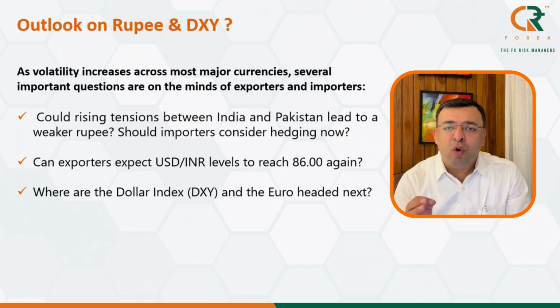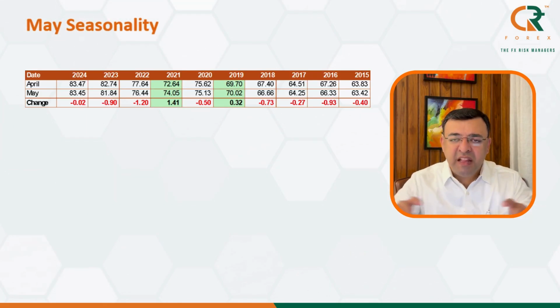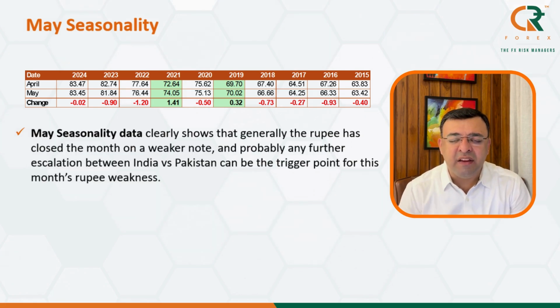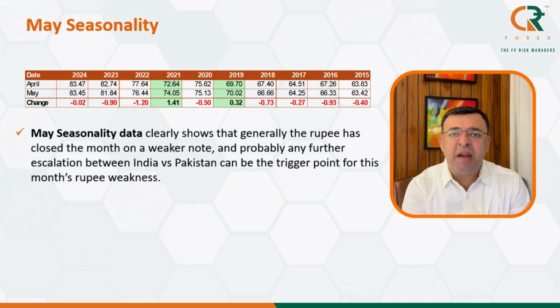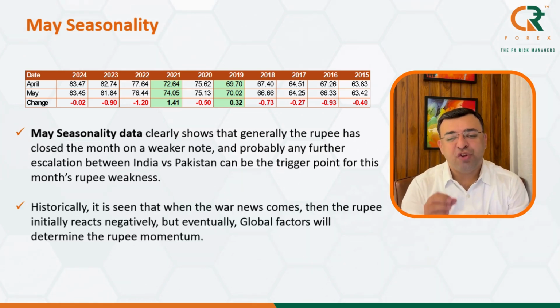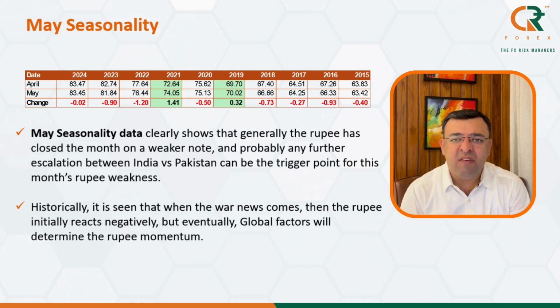Let me start with the rupee view for the coming days first. The first point is May seasonality impact. If you see the table, it gives us a clear-cut indication that generally in the month of May, the rupee closes on a weaker note. Any escalation between India and Pakistan can be a trigger point for rupee weakness. Historically, whenever war news between India and Pakistan comes in, initially the rupee reacts negatively, but eventually global factors determine the rupee momentum.